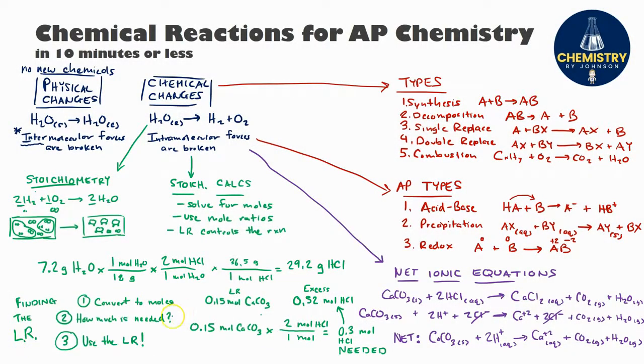So technically steps 1 and 2 are all you need to find the limiting reagent. I did add a step 3 just as a reminder that once you've identified calcium carbonate as the LR, you're going to want to use that 0.15 moles of CaCO3 as the starting point or the basis for any other stoichiometric calculations you do, because the limiting reagent is the one that controls the entire reaction.